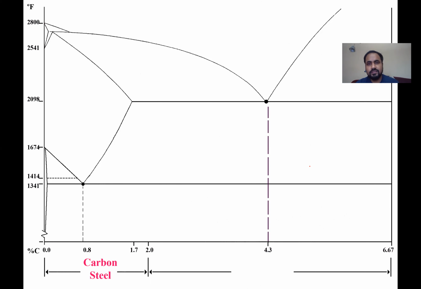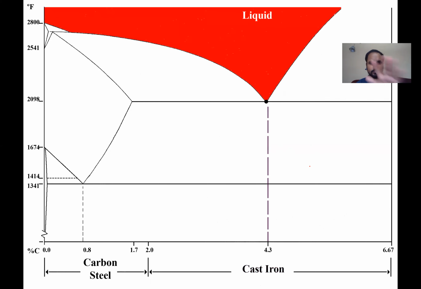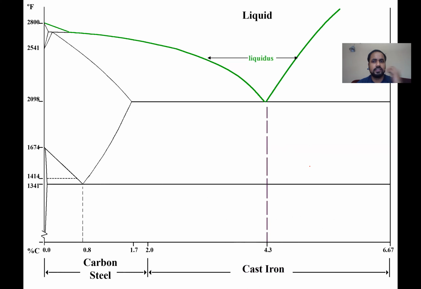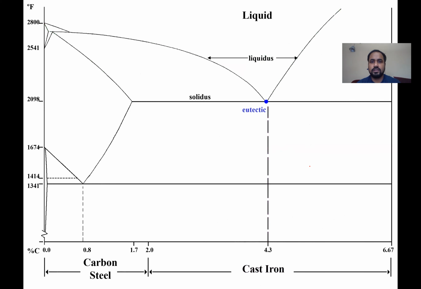Up to 2%, it's called carbon steel. If you have carbon more than 2%, it's called cast iron. So that's a huge differentiating point there. You don't want carbon percentage to be really high if you're aiming to form steel. The top region is your liquid region, and you have the liquidus line, you have the solidus line.